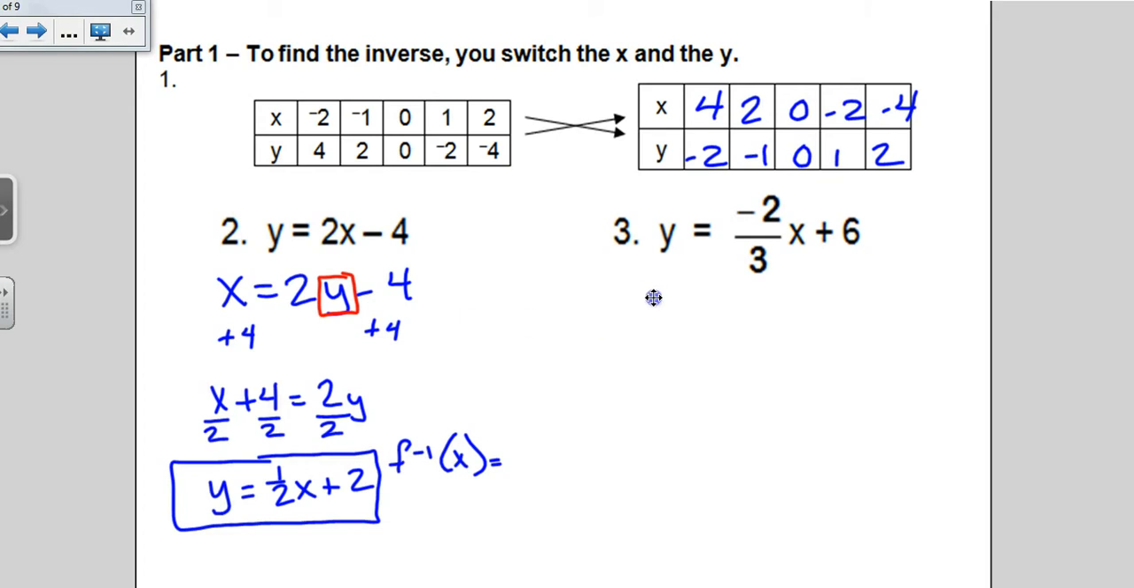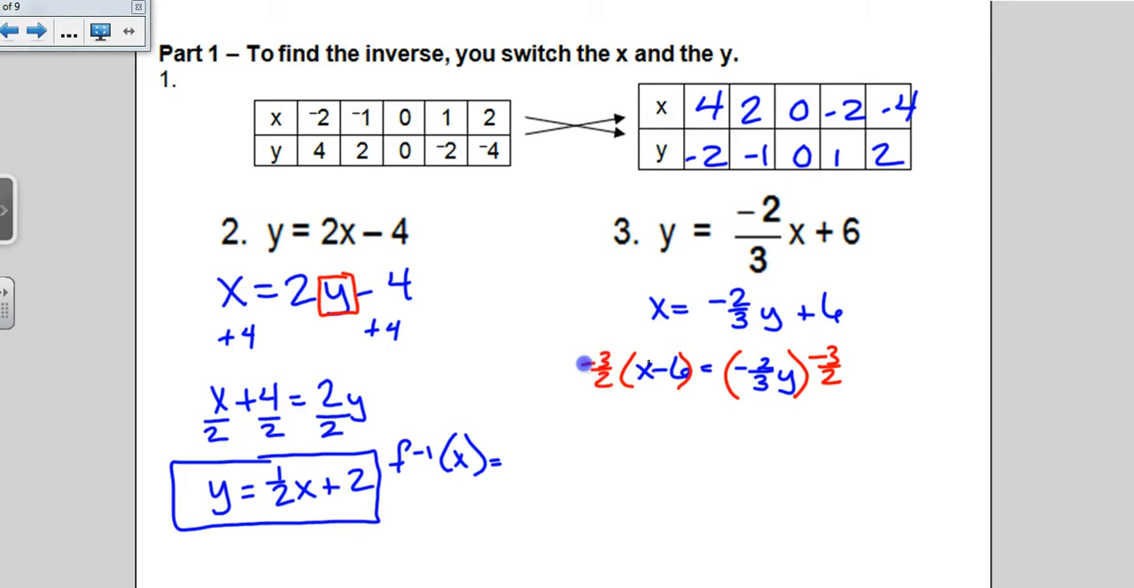Okay, we're going to do the same thing on number 3. Switch our x and y. So x equals -2/3 y plus 6. And now if I'm trying to solve for y, the first thing I'm going to do is subtract the 6 over. So we get x minus 6 equals -2/3 y. And then to get rid of a -2/3 coefficient, I'm going to multiply everybody by the reciprocal, which is a -3/2. And I'm going to do the same thing to the left-hand side.